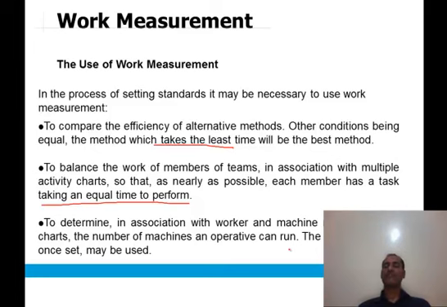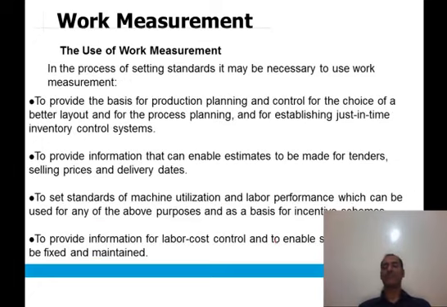So we can set the time standards on the machine by measuring the work. In the process of setting standards, it may be necessary to use the work measurement also to provide the basis for production planning and control, for the choice of the better layout. We said about these points, and for the process planning and establishing just-in-time inventory control systems. We also talk about just-in-time.